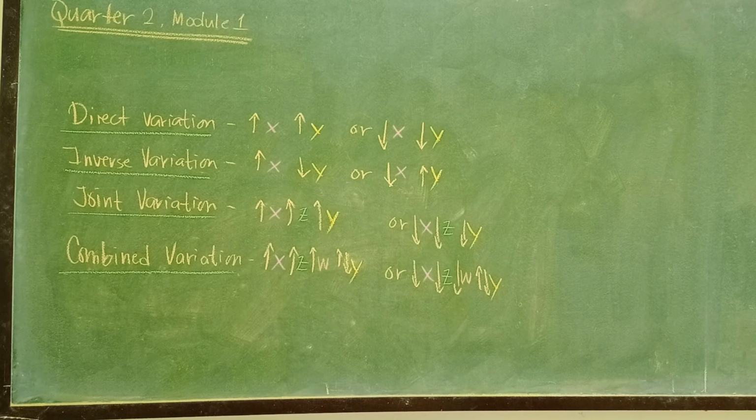So, ganyan yung concept ng apat na variation natin. Sa direct variation, parehas na tumataas. Sa inverse variation, baliktaran. Sa joint variation, lahat sila tumataas or lahat sila bumababa. Sa combined variation, pag tumataas yung x, z, and w, yung value ng y, depende.